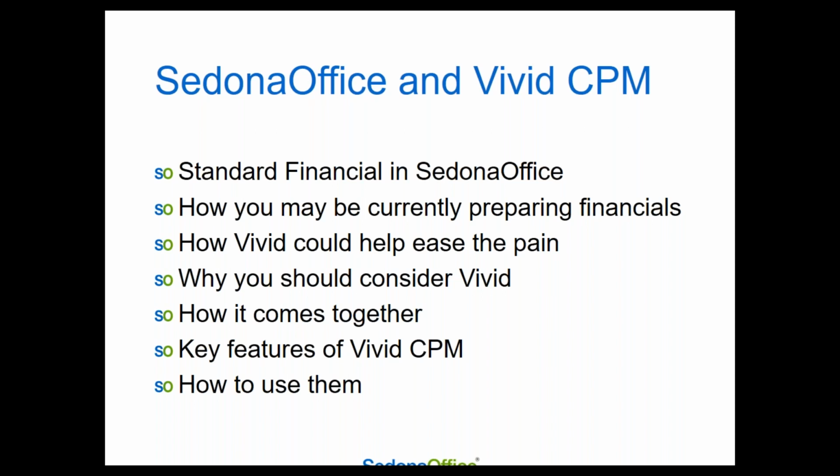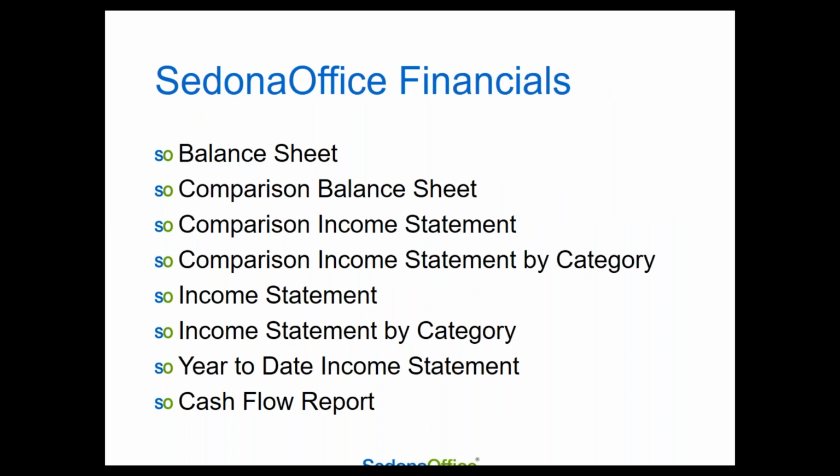So talking about the financial side and what needs to happen, let's start with the standard financials that are inside of SedonaOffice. So you all recognize this list of financials that are inside of SedonaOffice right now. So on a month-end basis, you would be looking at a balance sheet, your comparison balance sheet, comparing trends. You're going to hear this variance analysis from me throughout this entire webinar, because I think that's important, looking at trends, understanding what your business throws off normally, and getting intimate with those pieces and parts of your particular business.